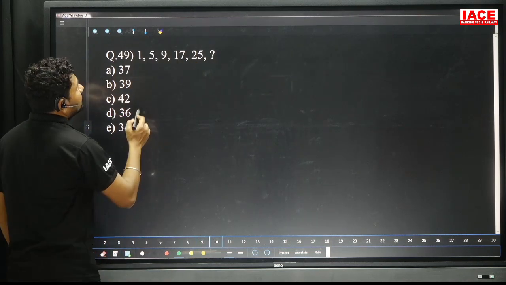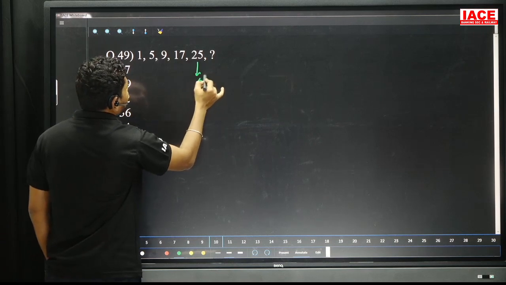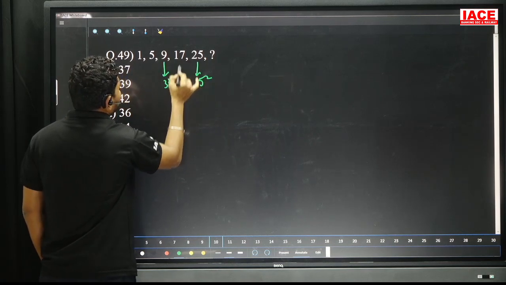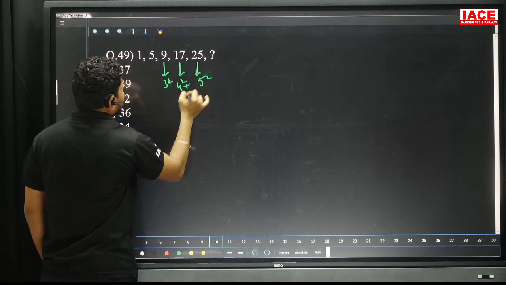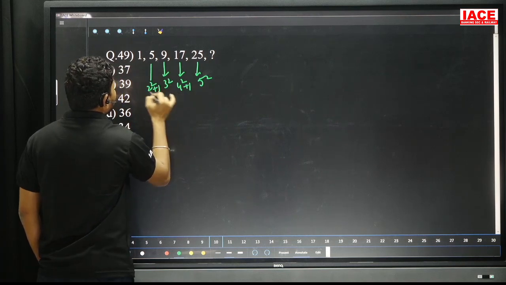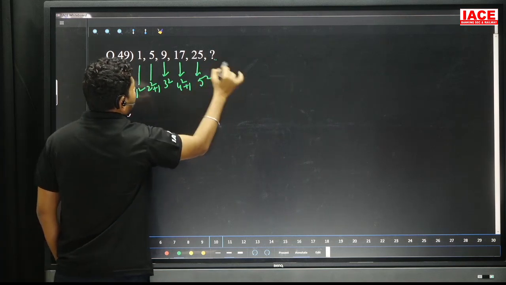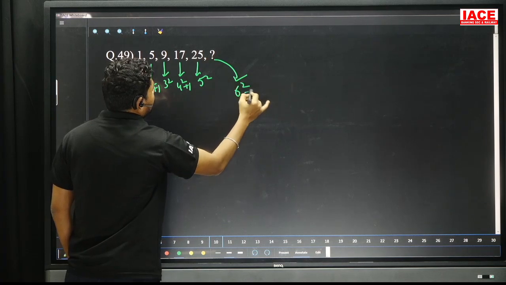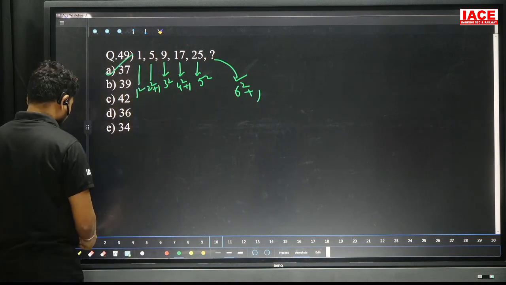1, 4, 9, 17, 25. It is 1 square, 2 square, 3 square, 4 square plus 1, and 5 square. Then finally the answer is 6 square plus 1. The final answer is 37.